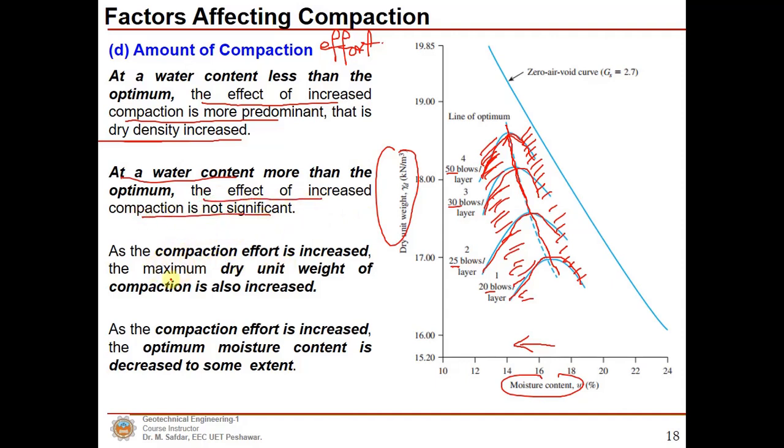As the compaction effort is increased, the maximum dry unit weight of the compaction is also increased. As the compaction effort is increased, the optimum moisture content is decreased to some extent. So initially, if 16.5% of water content was required to reach the maximum dry unit weight, now by increasing the compaction effort, 14% of optimum moisture content is required to reach the maximum dry unit weight.